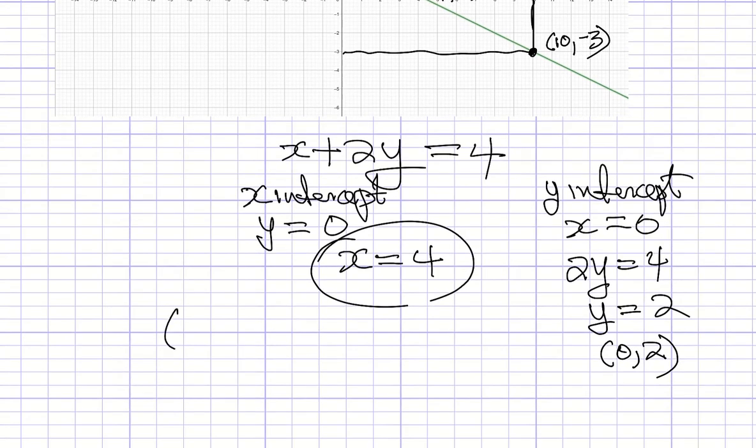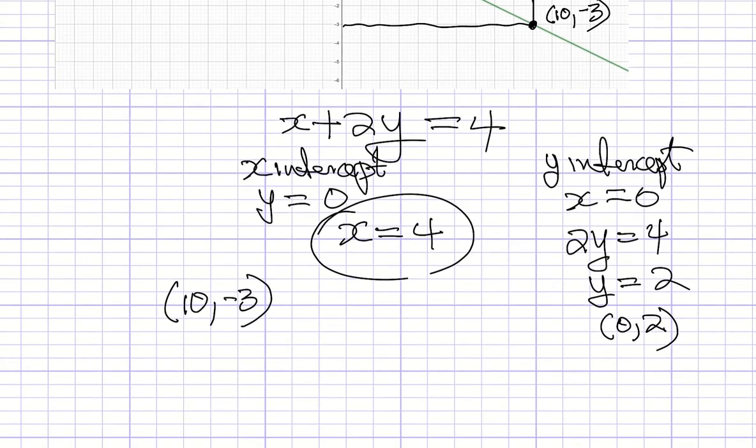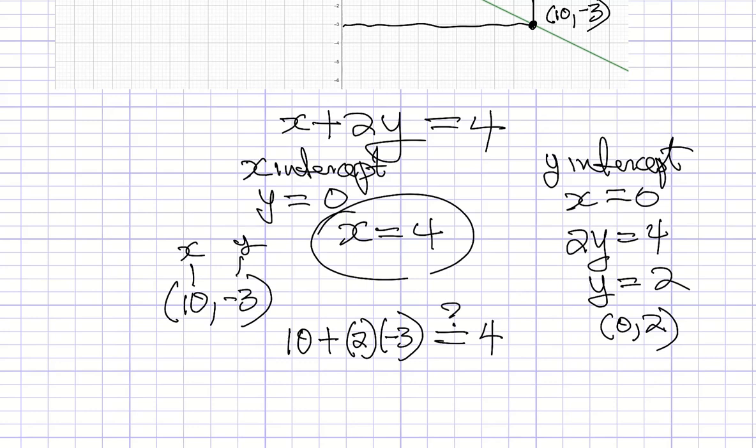So the point we'll have is 10, minus 3, right? We'll put it into that equation, remember, we did that before. So this is x and this is y. So if you put it into the equation, what do you get? You get 10 plus 2 times minus 3, right? And then the question is, is it equal to 4?